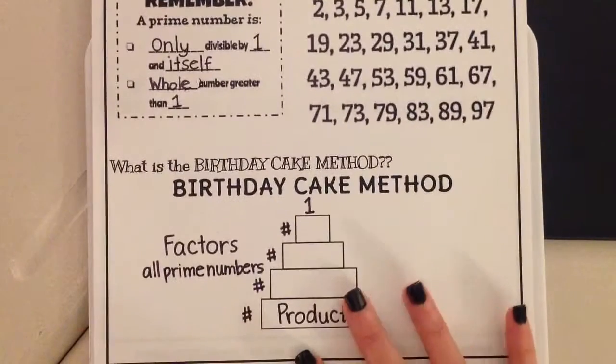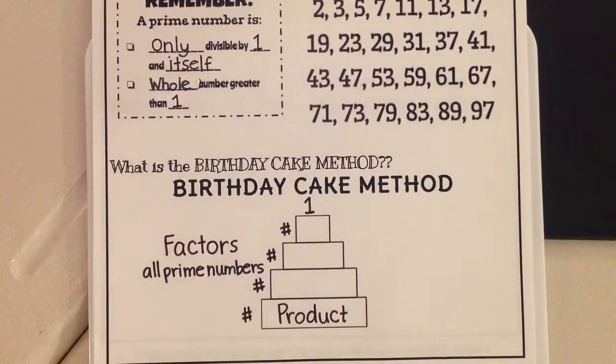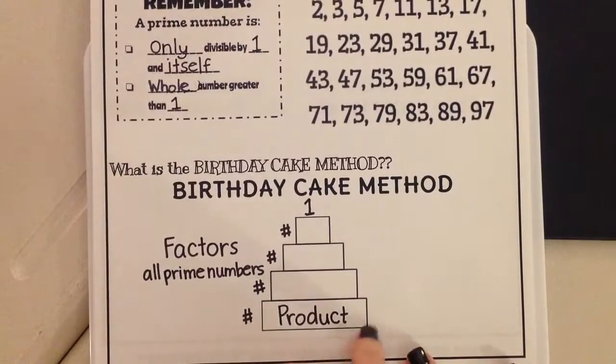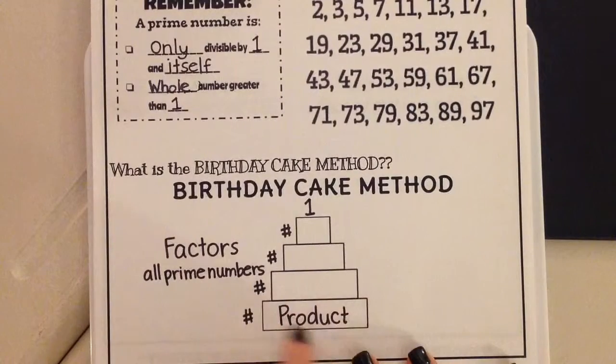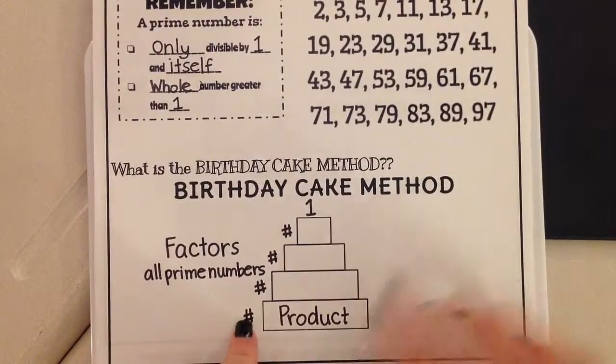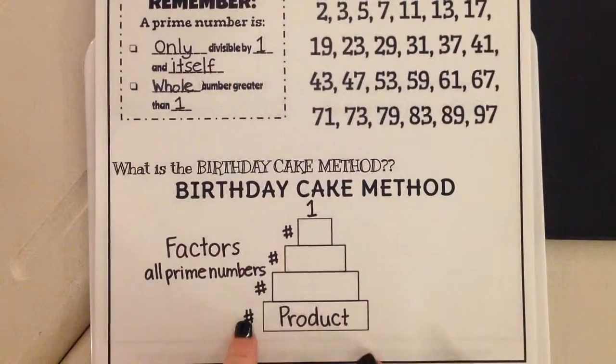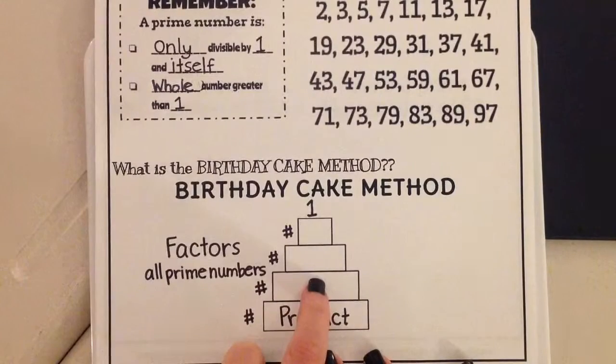So I want you to know what the birthday cake method is. The first thing, you can see it kind of looks like a birthday cake. It's not really going to be a birthday cake, but we're going to start here with our product, the number that we want to find the prime factors for, and that's going to construct our base layer of the cake. And then we're going to find a prime number from our list here, and we're going to divide. That answer, that quotient, is going to make the next product.